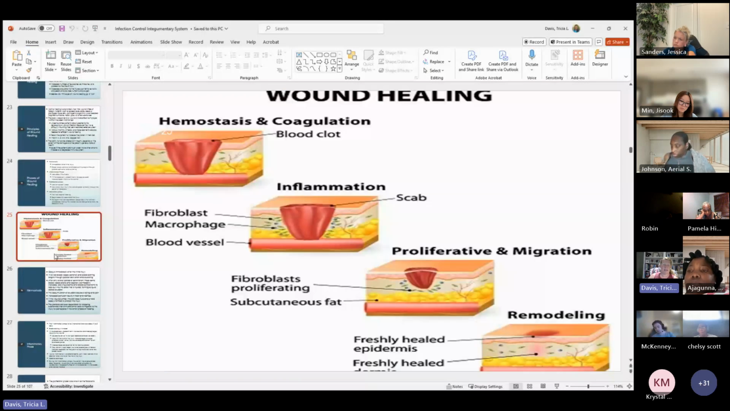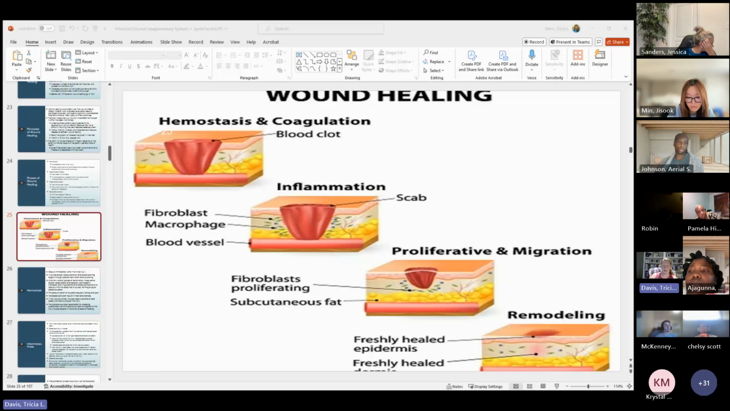So this is a picture of what the wound phases look like. You have that initial injury and you have hemostasis and coagulation, right? The body's going to work to get all those blood cells and platelets there to form a clot. Then the body's going to start the inflammation process, right? You're going to send in all those macrophages to gobble up all the stuff that's in there. You might get a scab on top of that wound during inflammation. And then you're going to have the proliferative and migration stage, where everything starts to heal. And then you can see the changes in that wound over this process.